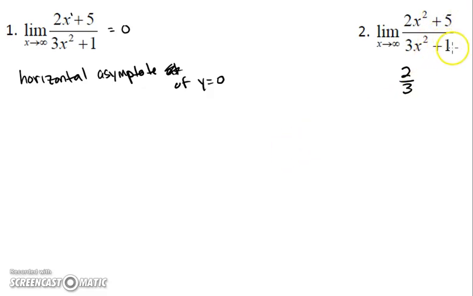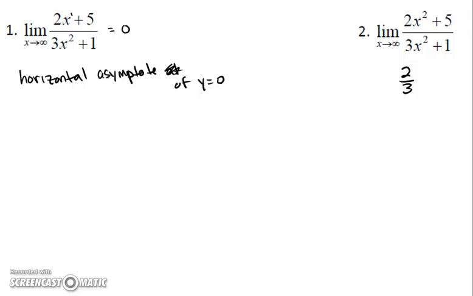Now this 5 and this 1, if we think about what's going on, make zero difference in the big scheme of things. If x is going to infinity, we're squaring infinity, and then we're adding 5. Well, if we're talking about an infinitely large set of things, and then we add 5 to it, we're not changing it at all.